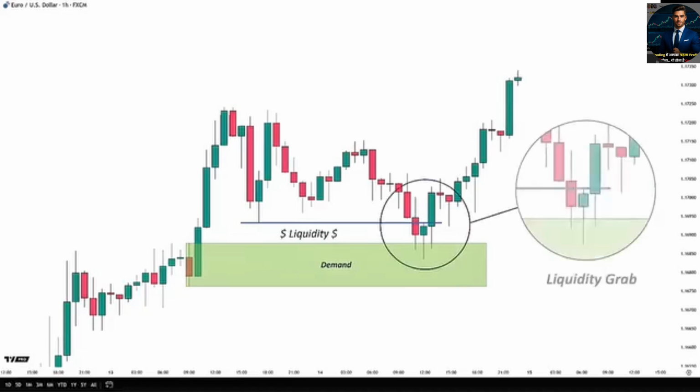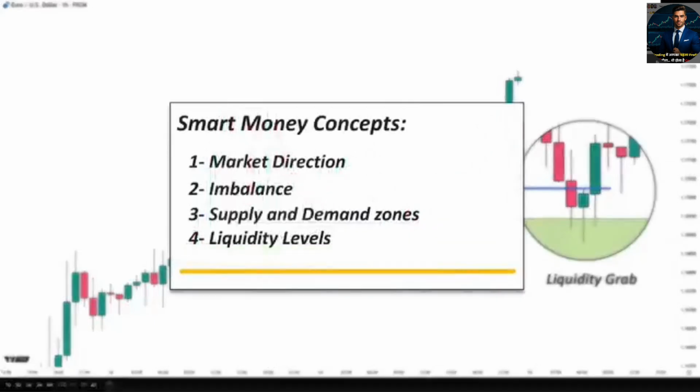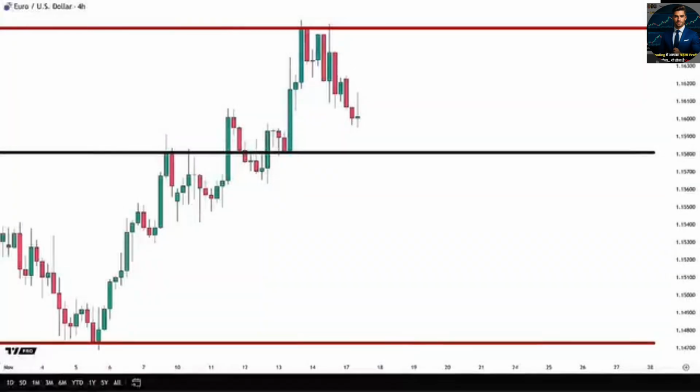A valid liquidity grab happens when price moves below the area and triggers the stop losses, and then quickly comes back above the range. When this happens, we expect a push to the upside. Now that we have explained the basic smart money concepts and how to apply them on the chart, let's return to the 4-hour example on the euro-dollar pair.